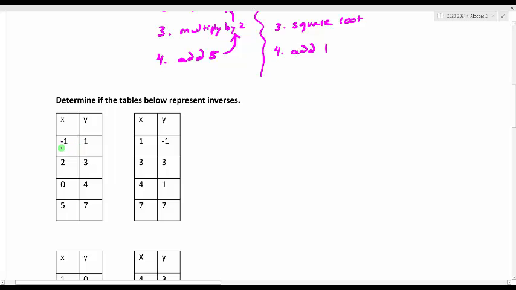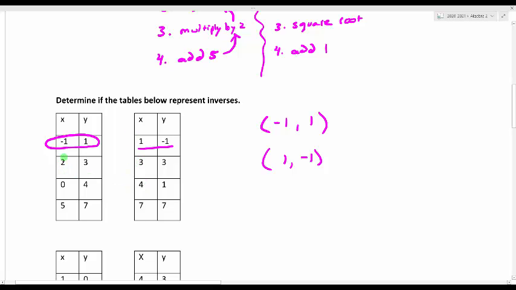So if I look at this point, -1, 1, and I write that out as an ordered pair, -1, 1. The inverse would have these two things switch places, right? So we would go 1, -1. So I'd go to my second table and say, well, look at that. There is a 1, -1. Now that doesn't guarantee an inverse yet because that would have to be true for every single point.